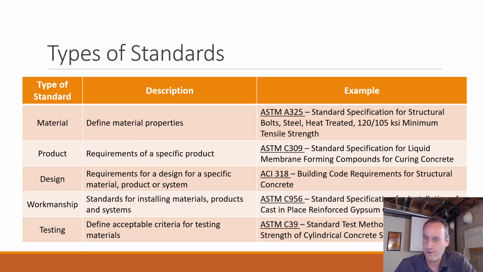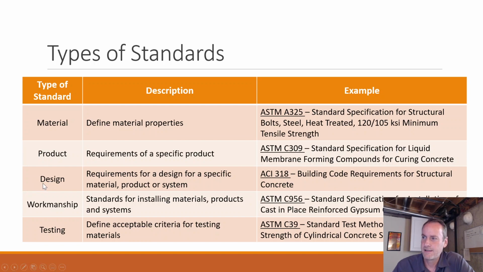And you can actually buy a bolt at the hardware store, and it'll have A325, and you'll know how strong that bolt actually is. So that's an example of a material property. Could also have a product standard. Also, this is ASTM as well. This might be like you have to use this certain type of product or this type of liquid membrane or whatever you're going to be using for that particular design constraint.